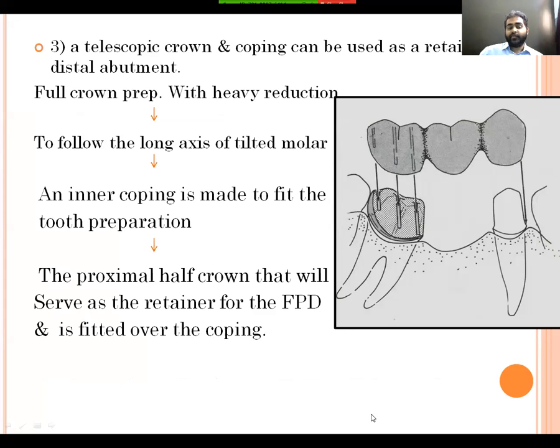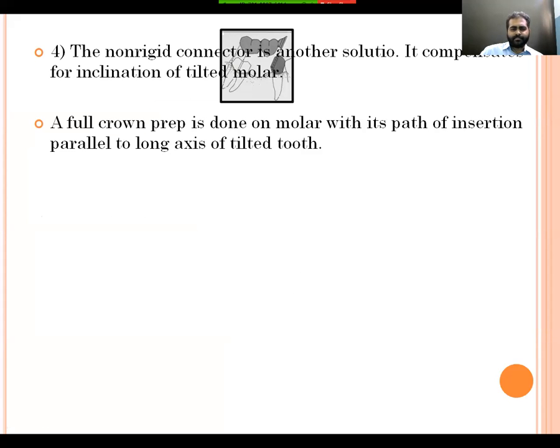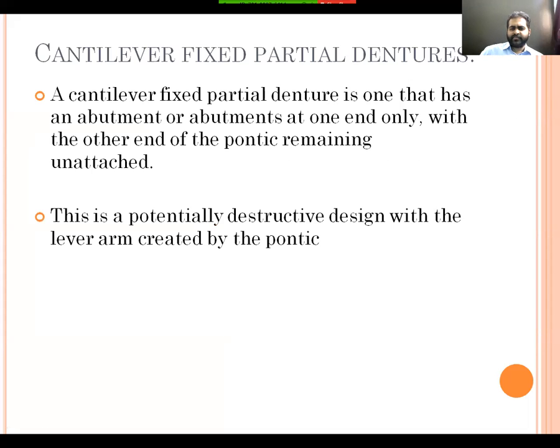We can go for a telescopic crown, a crown over a crown. The telescopic crown will correct the angulation of the molar, and we can give another three-unit bridge over the telescopic crown. It is very easy to fabricate. It has a similar groove present, like we give in the key and keyway. So these are the non-rigid connectors for you.